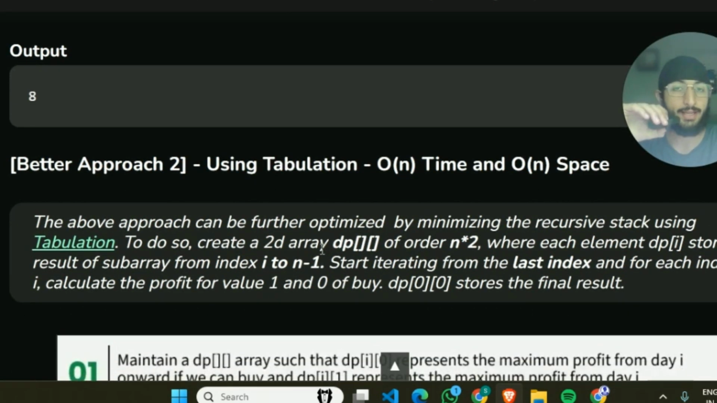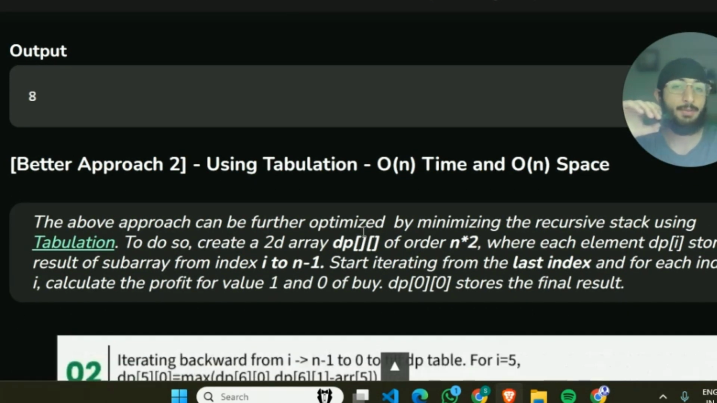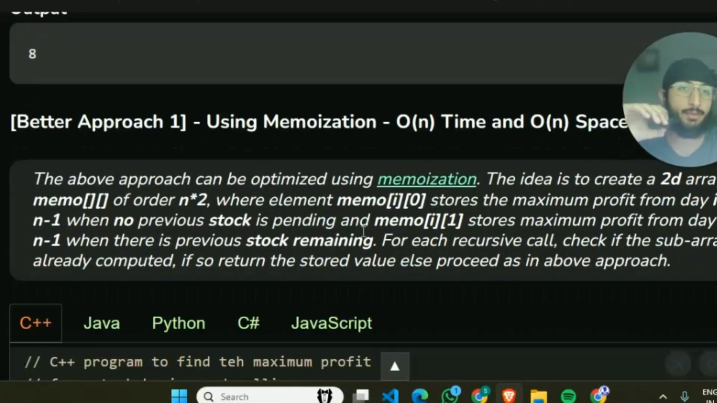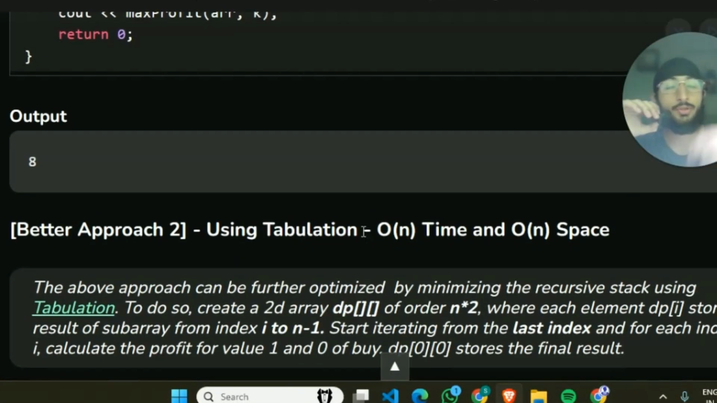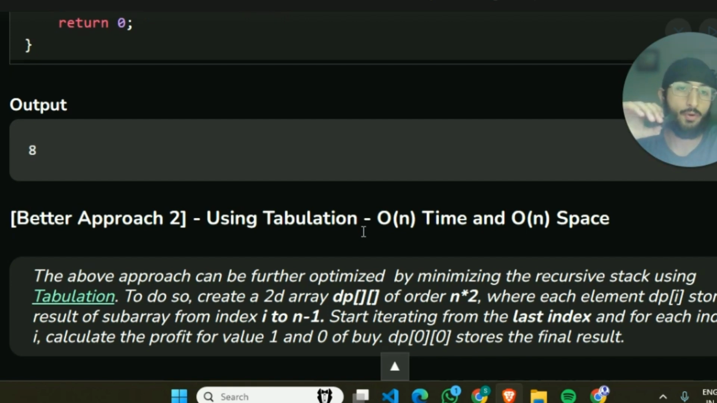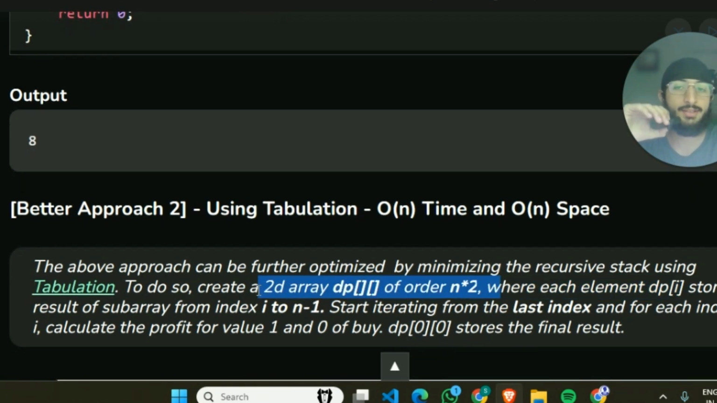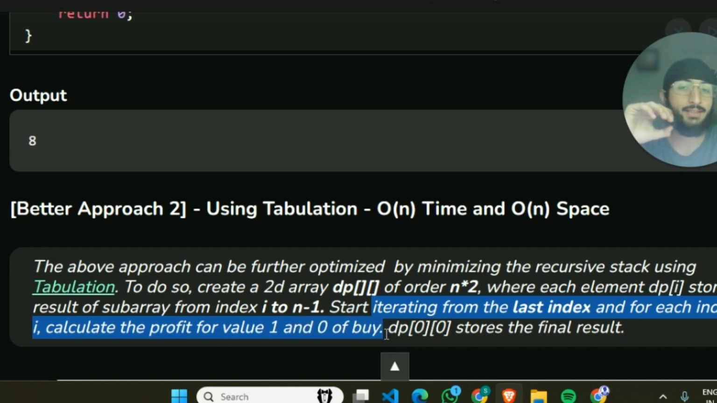Now another approach is using tabulation, which takes O of n time and O of n space. So this one also took O of n time and O of n space, but now we are going through the tabulation or bottom up approach. To do so, we create a 2D array DP of order n square, where each element DP of I stores the result of the subarray from index I to n minus 1. Start iterating from the last index, and for each index I, calculate the profit for value 1 and 0 of y. DP of 0, 0 stores the final result.